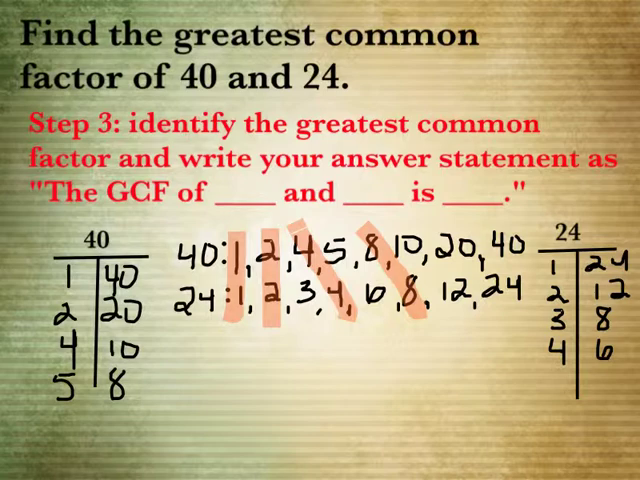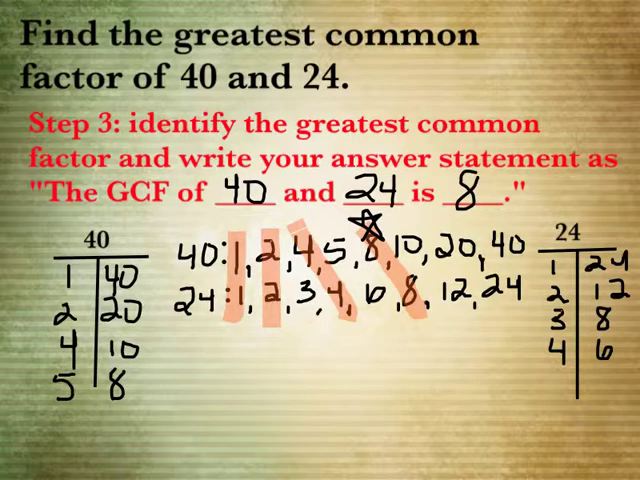So of the numbers 1, 2, 4, and 8, we know that 8 is the greatest, so we would say that 8 is the greatest common factor, and then we put it into our answer statement because we can never just say 8. We need to know 8 what, or what are we comparing to get 8. So we say the GCF of 40 and 24 is 8. And once you've written that statement, you've completed your problem.